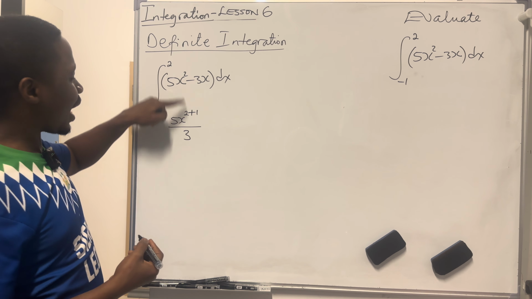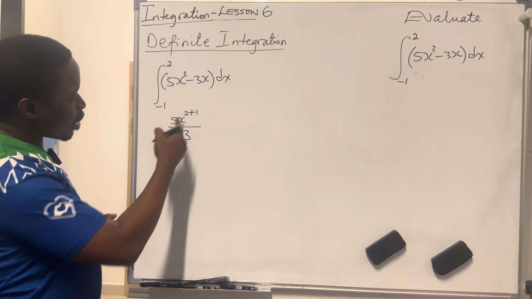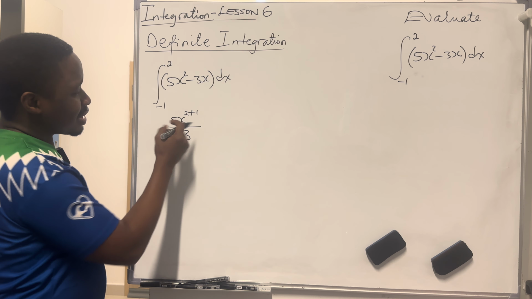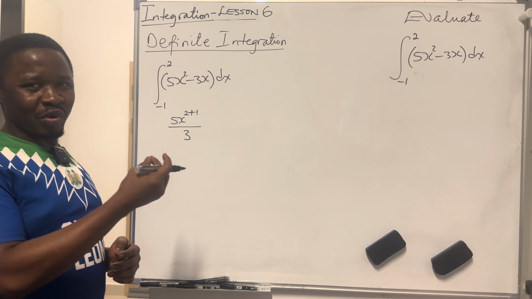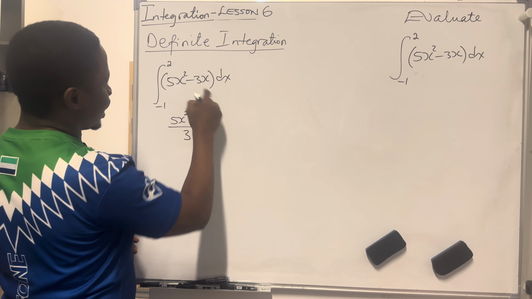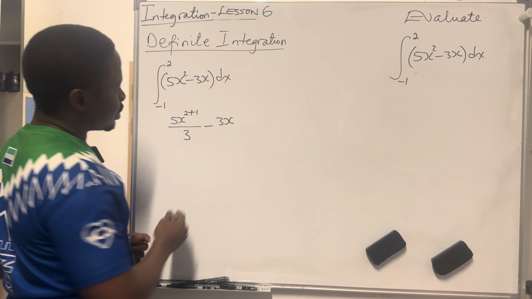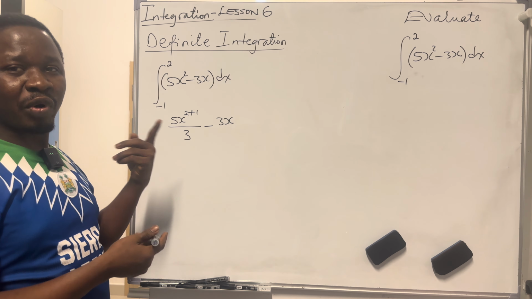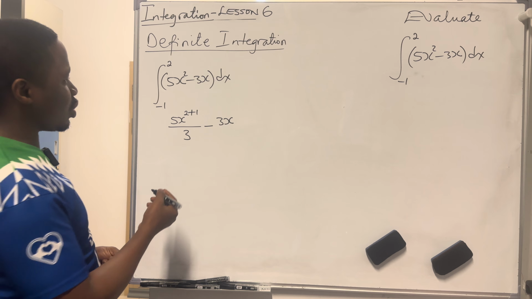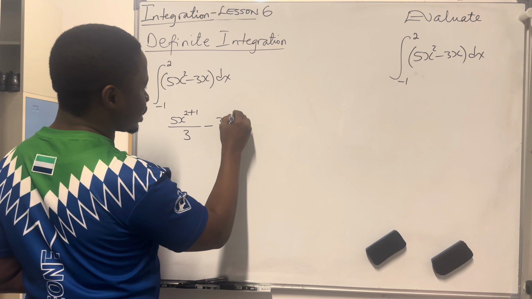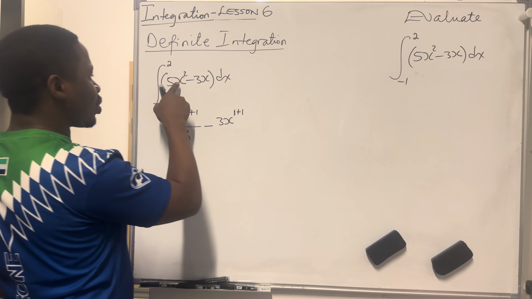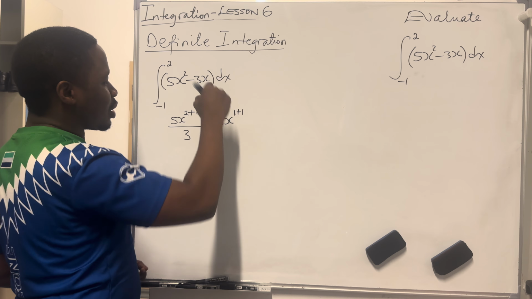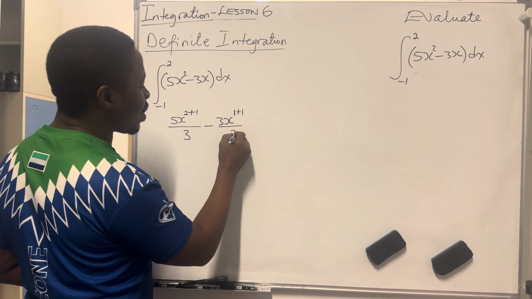It comes with 5x squared. So if you add 1, the power is no longer 2, but rather 3. So we divide by that new power. Minus this is 3x. What is the power it has now? It has power 1. According to the procedure, this power 1, we have to add 1. This one comes with power 2, we added 1. This one comes with power 1, we added 1. Then we have to divide by the new power.